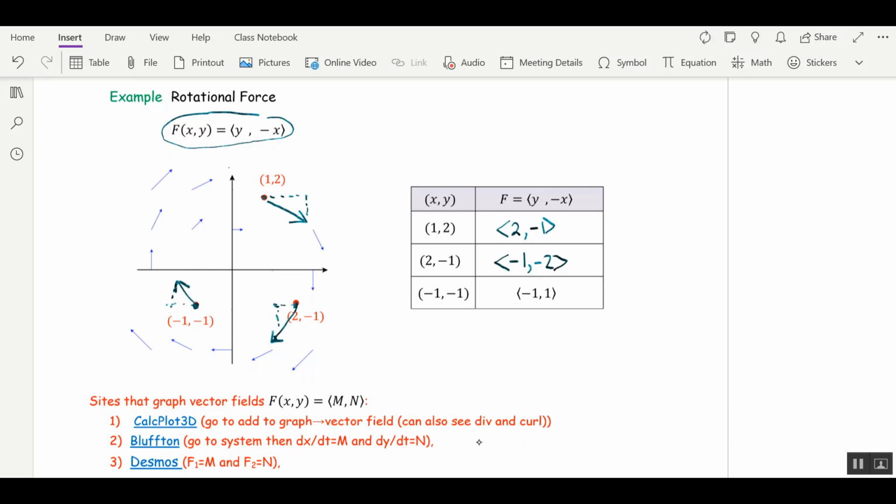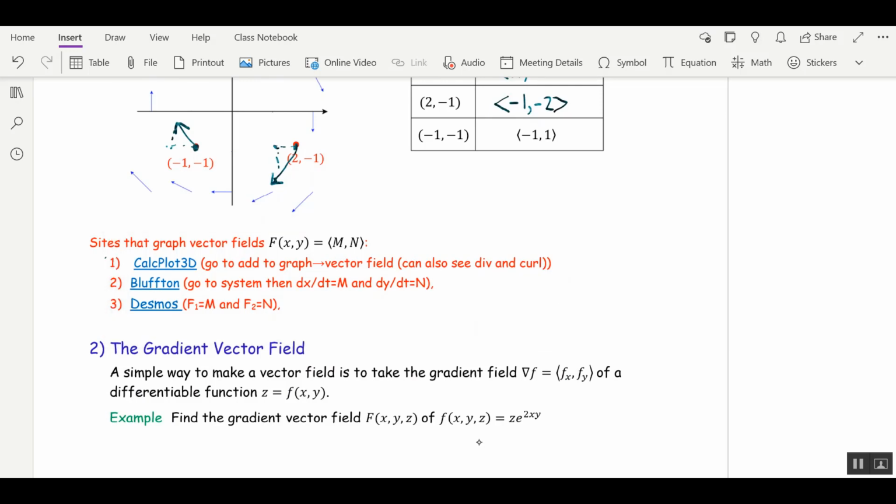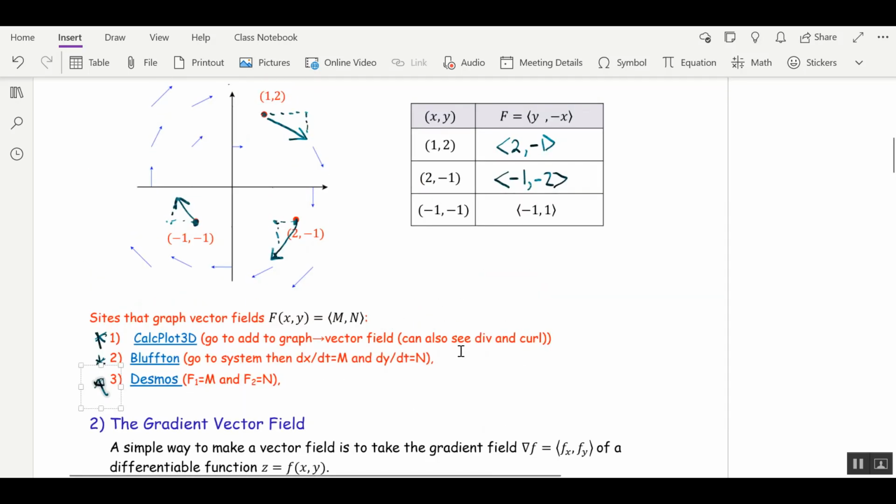So that's how you would do a vector field by hand. Obviously, we're not going to do that. But when you look at vector fields, you should understand where all those arrows are coming from. And here are 3 ways you can use technology to graph vector fields. I'm going to show you this one a little bit later. But I've got instructions on how to use the other 2. And these are links. Okay, so that's the definition of a vector field.